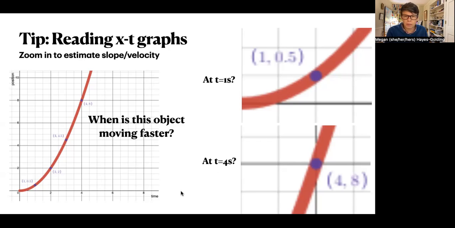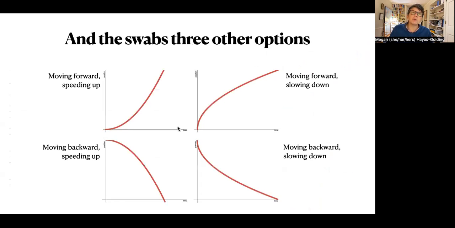Where does it look like it's going the fastest? Where does it look like the slope is the greatest? Yeah, you're totally right. It's happening at 4 seconds. So for that reason, I know that this object begins slow and ends up fast. In short, that's what you want to do on a position time graph. Zoom in, look at how the velocity is changing in order to deduce whether it's speeding up or slowing down.